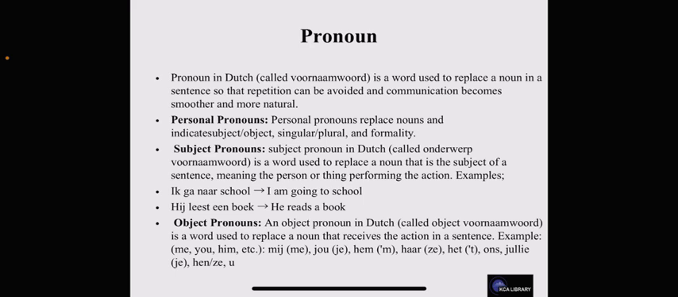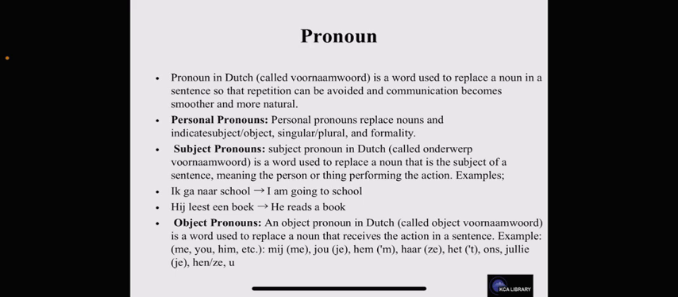Pronoun. A pronoun in Dutch, called voornaamwoord, is a word used to replace a noun in a sentence so that repetition can be avoided and communication becomes smoother and more natural. Personal pronouns replace nouns and indicate subject/object, singular/plural, and formality. Subject pronouns. A subject pronoun in Dutch, called onderwerpsvoornaamwoord, is a word used to replace a noun that is the subject of a sentence, meaning the person or thing performing the action.